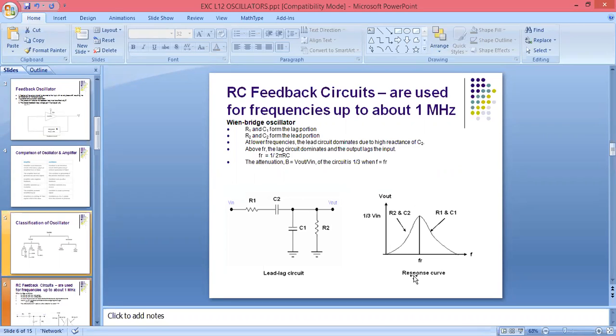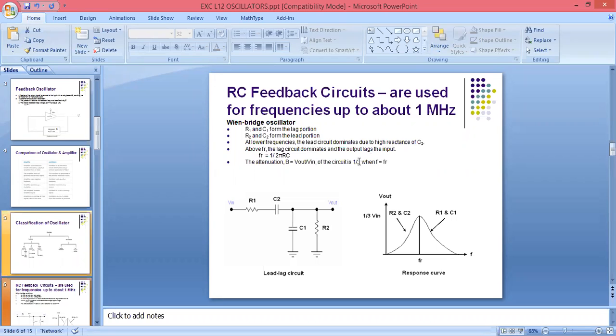The output here is lag, and here the output is lead when we are using the lead network. And if you calculate the value of frequency for that circuit, for the RC feedback circuit you will get frequency equal to 1 upon 2 pi RC. And the attenuation, we know attenuation is nothing but Vout upon Vin of the circuit, and that is 1 by 3 when frequency is f equal to fr.